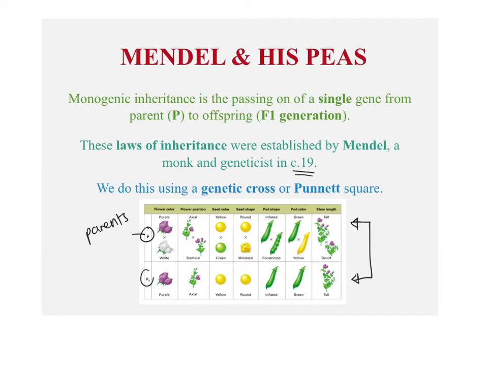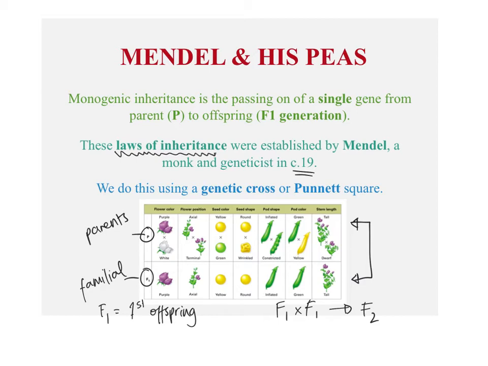And he found that in the offspring, or the filial generation, F1 is the first offspring. And then if you've got an F1 and an F1, so two offspring breeding together, that gives you the F2 generation. This will be important for later in the lesson, so we'll go over it then again. And he basically saw that there were specific laws of inheritance that these peas followed.